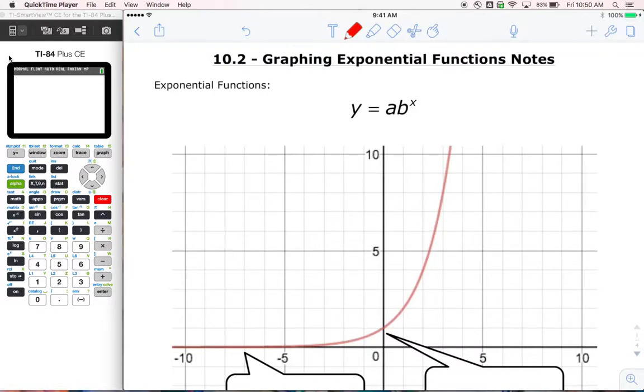10.2, Graphing Exponential Functions. We are looking at the graphs today for exponential functions. We definitely are going to hit on domain and range again, and just on some important features when we're looking at these new graphs.